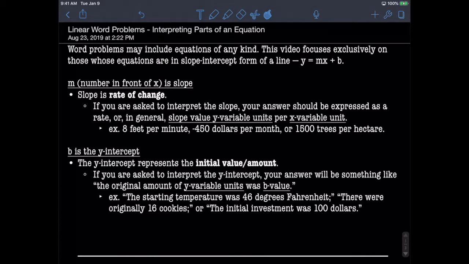Now, if you're asked to interpret the constant term, that means you're looking for b in y equals mx plus b, also known as the y-intercept or initial value or amount. So your response should indicate that you're talking about an original or initial amount or a starting value. It's as simple as that, folks. Let's go ahead and take a look at some example problems.